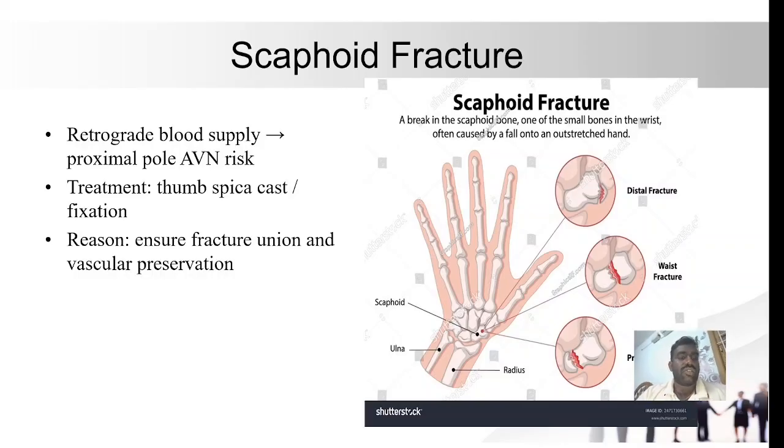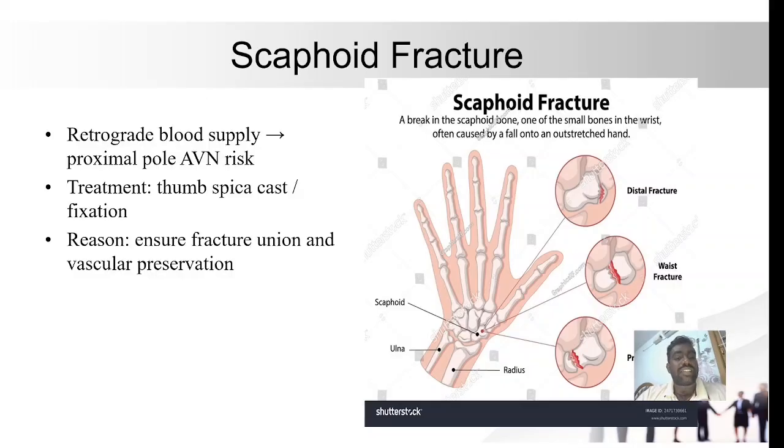So hi everyone. Today we're going to see the topic of hand fractures, the most important fracture in the hand injuries and the carpal bones. So what is the bone? Scaphoid bone. It is a fracture of scaphoid fracture. The bone is more commonly fractured during the fall on outstretched hand.